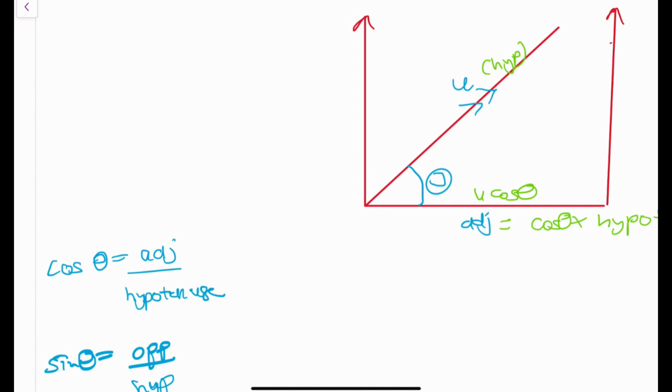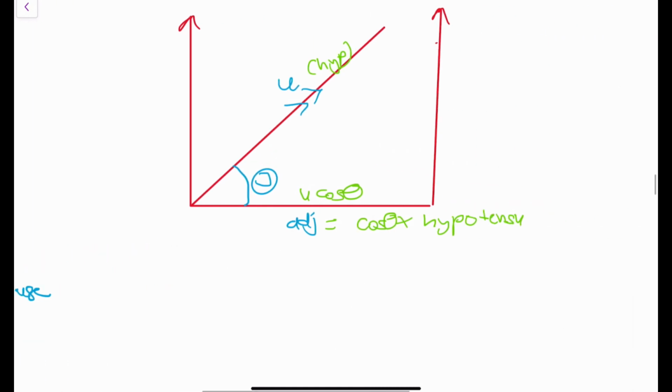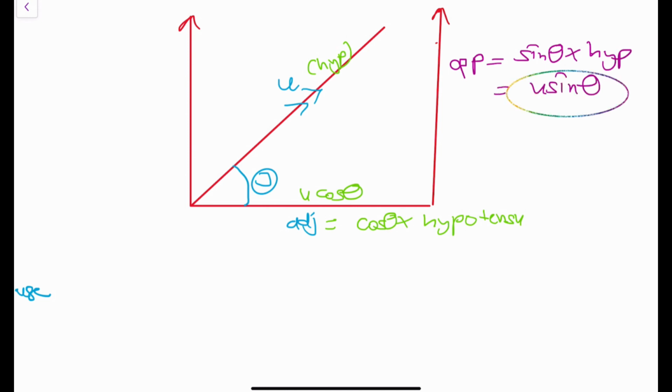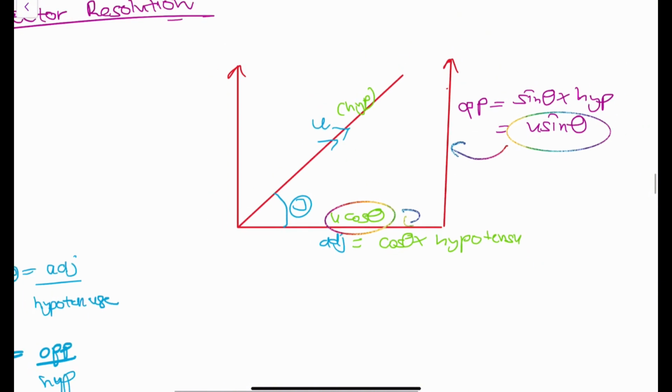So for this one, this is going to be the opposite. So if you're going to deal with the opposite, it's going to be, again, sine theta times the hypotenuse. So you're going to have u sine theta to represent this component. You're going to have u cos theta to represent this component. So that's basically the whole process of vector resolution. You have a vector and you resolve it into two components. U cos theta, which is like you move down, and u sine theta, which is like you move away from that angle.